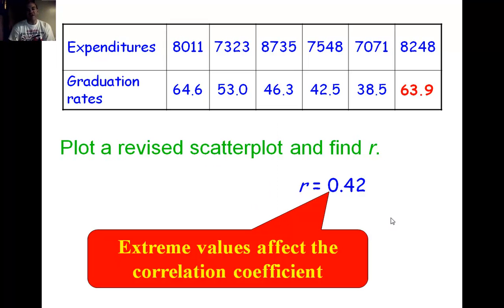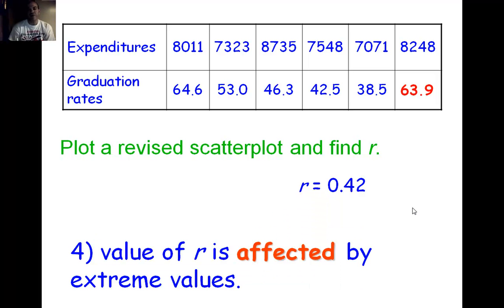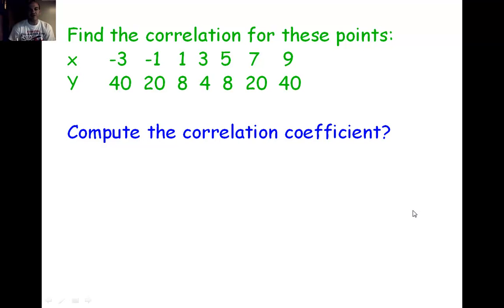So what does this tell us? That extreme values can affect the correlation coefficient. So that's something important to look out for. So values of R are affected by extreme values.